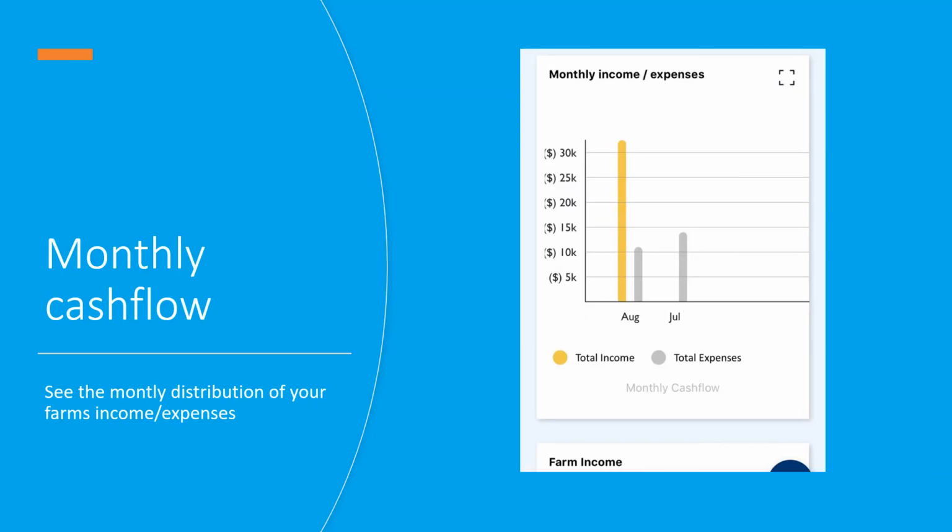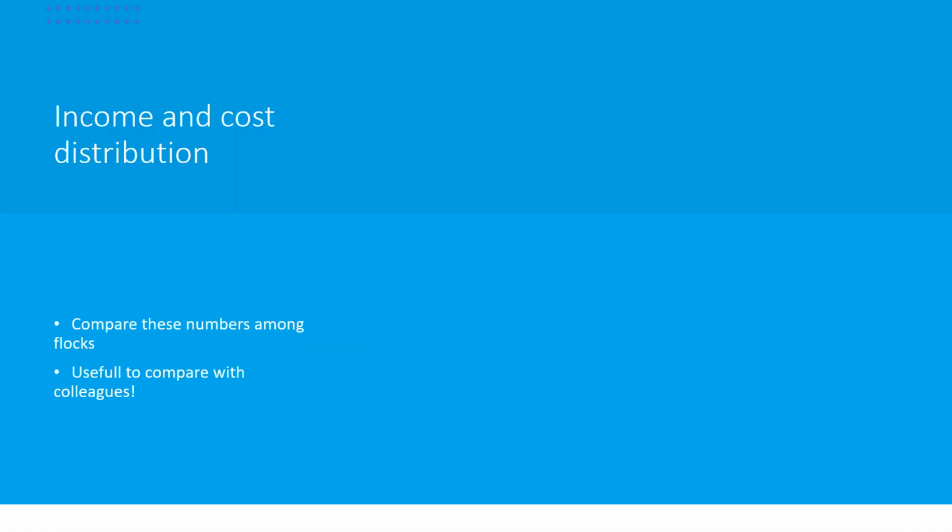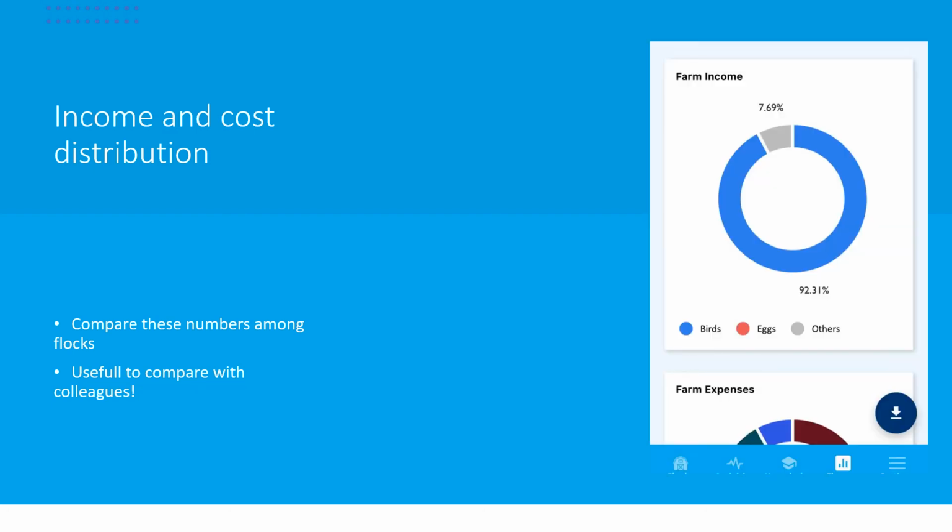Then you will see, when you scroll down, the monthly cash flow. So you could see per month how much you spent and how much you had as income. And it will give you a rough idea how your farm is doing. And last, we will have the income and cost distribution. And these are useful numbers to compare among colleagues to see how much you spent on certain parts of your farm, percentage wise. So from the farm income side, 92% was from the birds and just over 7.5% was from others. That will be manure and feathers in this example.